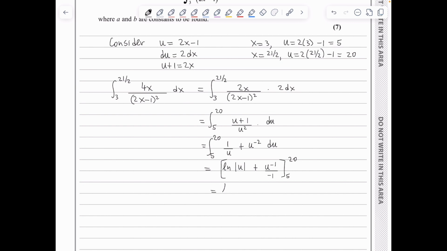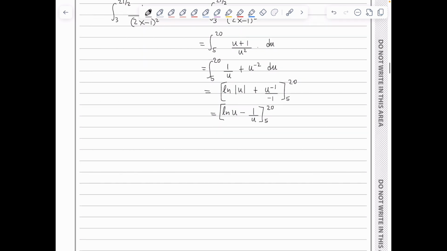So we're looking at ln u minus 1 over u between 5 and 20. I will be substituting the upper limit of 20 to get ln of 20 minus 1 over 20, and I will be substituting the lower limit of 5 to get ln 5 minus 1 over 5. Well, ln of 20 minus ln of 5 can be written as ln of 20 over 5, whereas the minus 1 over 20 minus the 1 over 5 will give me plus 1 over 5. So we're looking at ln of 4 plus 3 over 20.